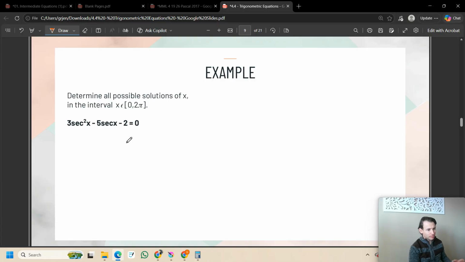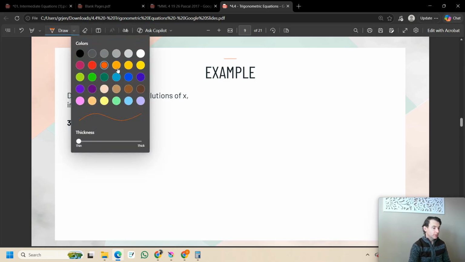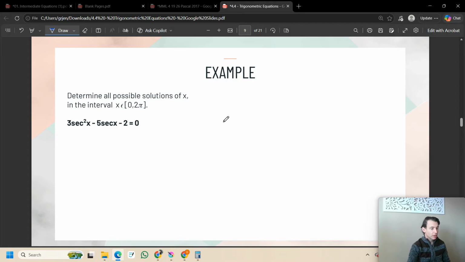So, how about this one? Well, the difficulty just went up quite a bit, didn't it? Sure did. So, what do we do in this case? Well, what I would suggest is you turn this into something that looks a lot more familiar. So we're going to say let secant x equal, you can choose what you want, let's call it a. So then we would have 3a squared minus 5a minus 2 equals 0. I happen to know that this will factor if I decompose the middle term.